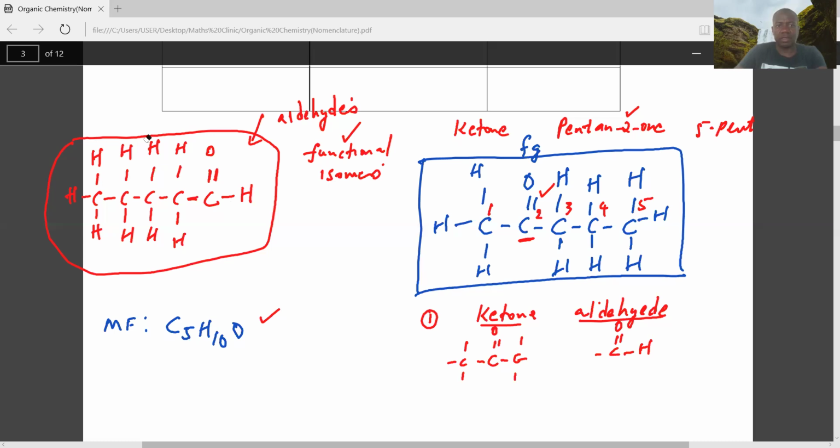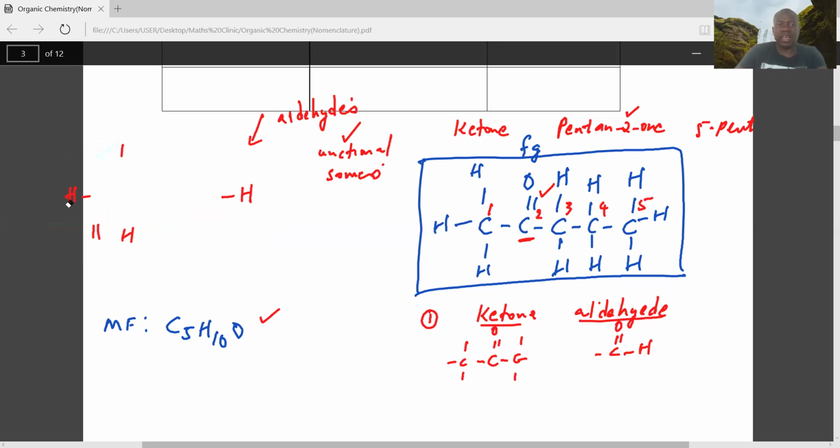So you need, in the exam, you must be able to know the difference between chain isomer, positional isomer, and functional isomer. Very important. Very, very important.